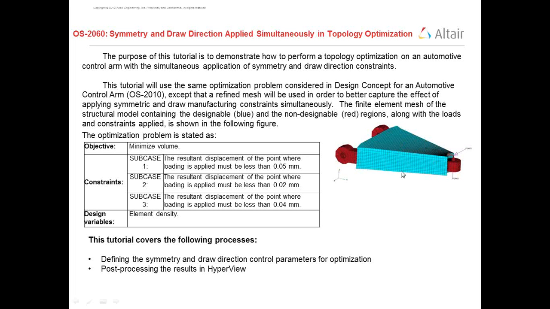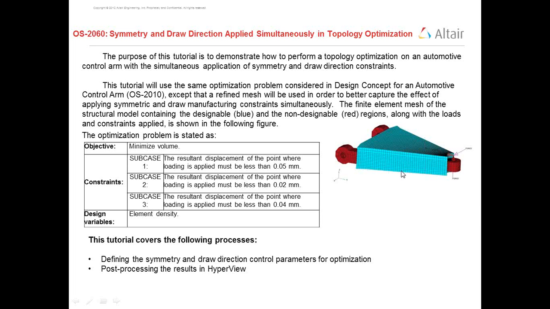Then the constraints, which may be manufacturing constraints or the constraints which I want the optimized model to follow. Those parameters are, for subcase 1, the resultant displacement at the point where the force is applied should be less than 0.05 mm. For subcase 2, the resultant displacement at the point where the loading is applied must be less than 0.02 mm. And for subcase 3, the resultant displacement at the point where the loading is applied must be less than 0.04 mm. My design variables are element densities.